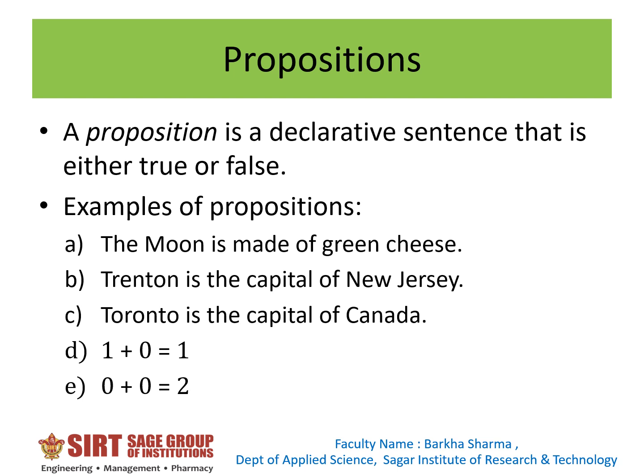The moon is made of green cheese is an example of a proposition and it is a declarative sentence. We know it's false but it is a proposition. Similarly, 1 plus 0 is equal to 1 is true and it is a declarative sentence. 0 plus 0 is equal to 2 is false but it is a declarative sentence.